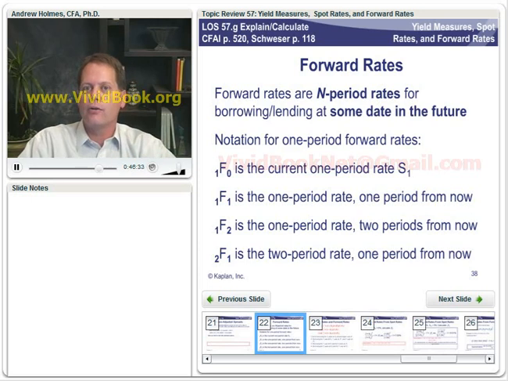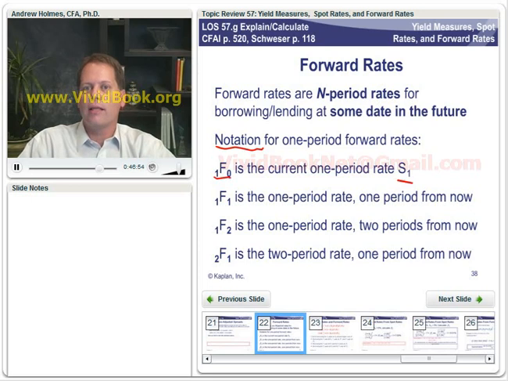Here is our notation. Notation is going to be important. The 1F0 is the 1 year forward rate 0 years from today. Well, 0 years from today is today, so the 1 year rate today is just the spot rate. So S1 is the spot rate for 1 year today. The 1F1 is the 1 period rate 1 period from now.